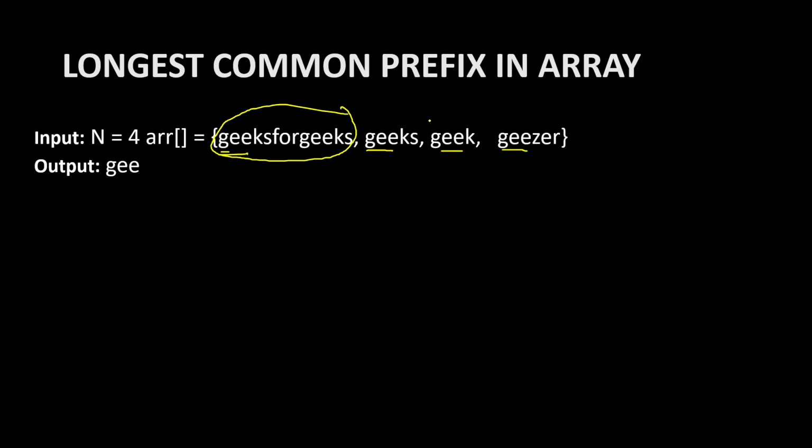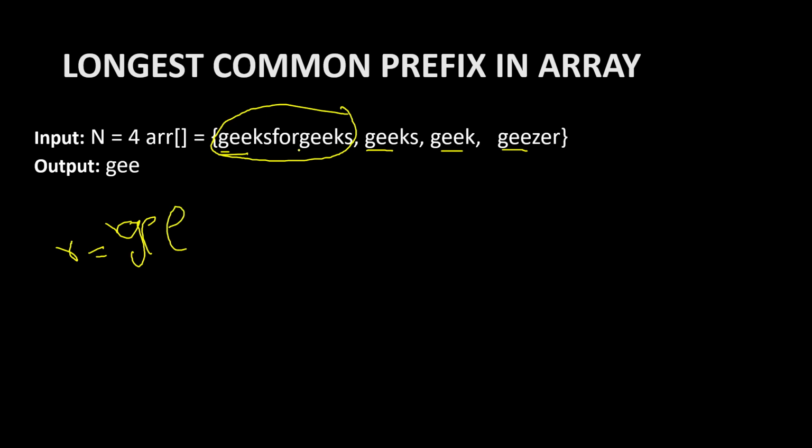We see whether it is present in this one. Yes, it is present. Is it present in this one? Then we add that G to the result, which we can call R. Suppose R is storing the common prefix. G has been added because it is present in all of them. Now we take E and check that E is also present in all of them. Fine. Now again taking another E, it is also present.